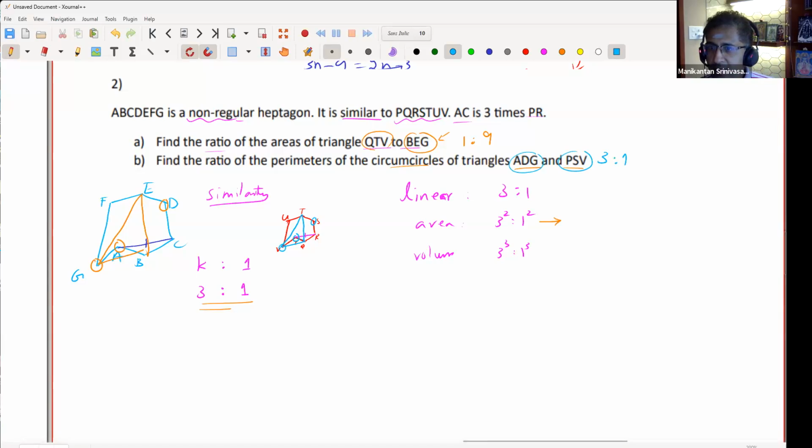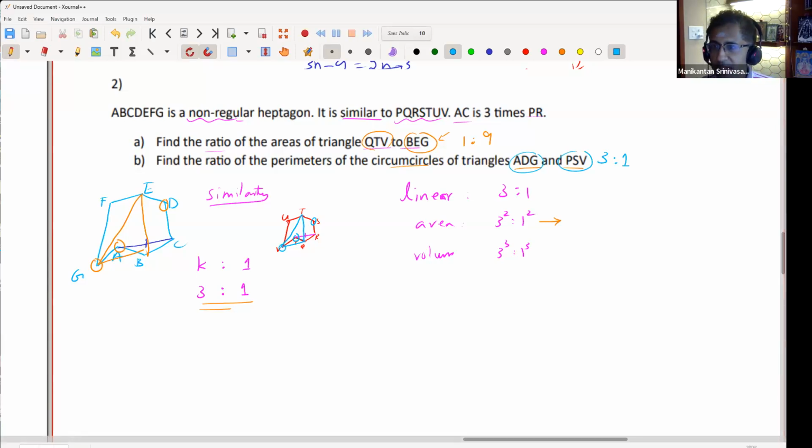Does it make sense? Even though on the surface the problem looks very complicated, heptagon, circumcircle, this, that, and all this, ultimately, it's just scale factor or scale factor square, or potentially, if you have a 3-dimensional object, scale factor cube. All of you good on this?